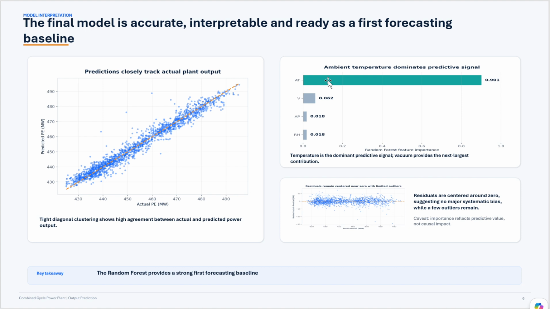The key conclusion is that random forest provided the strongest validated performance and predicted unseen hourly output with an average absolute error of approximately 2.3 megawatts. At the same time, feature importance reflects predictive contribution rather than causality, so the model should be used for prediction and operational support rather than to claim why changes in output occur.